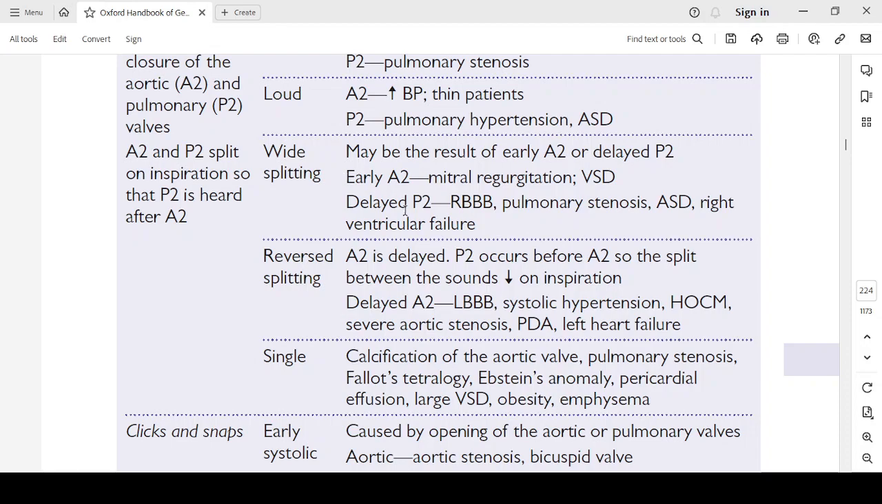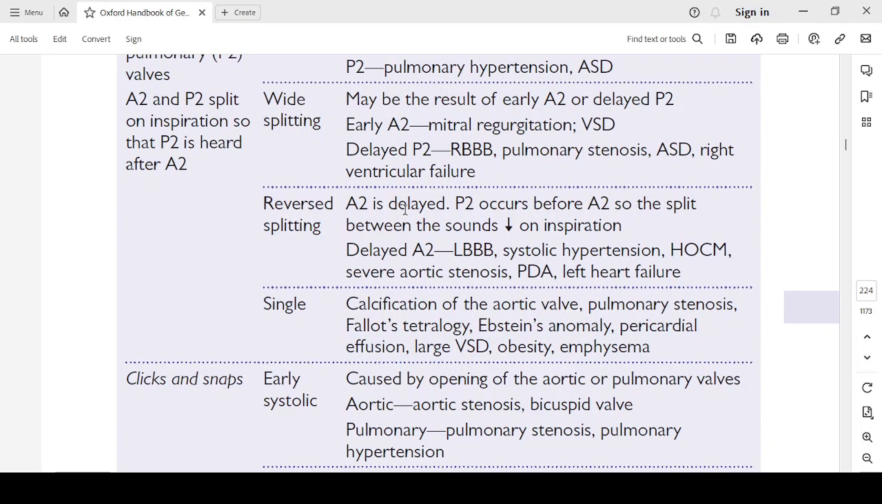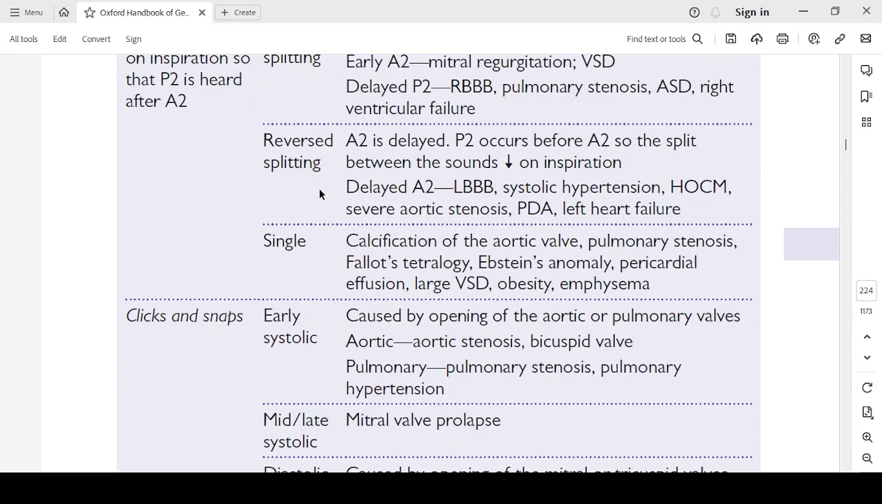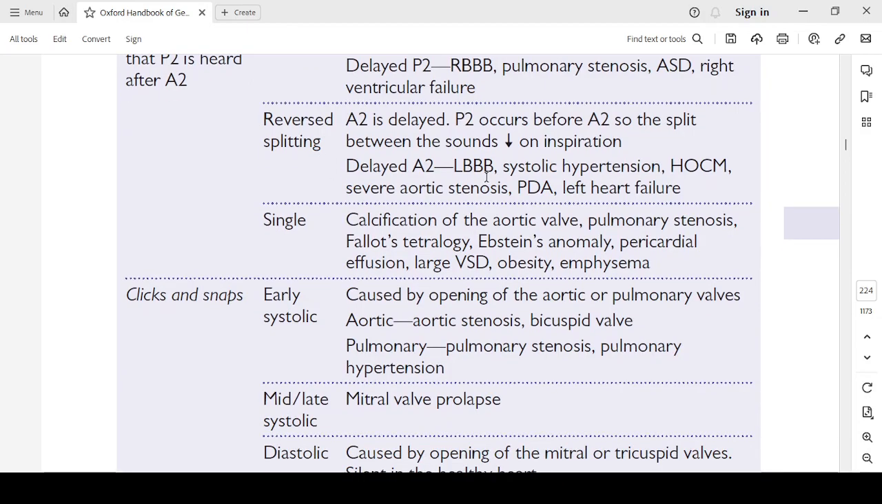And delayed P2: right bundle branch block, pulmonary stenosis, ASD, right ventricular failure. Reverse splitting: A2 is delayed, P2 occurs before A2, so the split between the sounds decreases on inspiration. Delayed A2: left bundle branch block, systolic hypertension, HOCM, severe aortic stenosis, PDA, left heart failure.